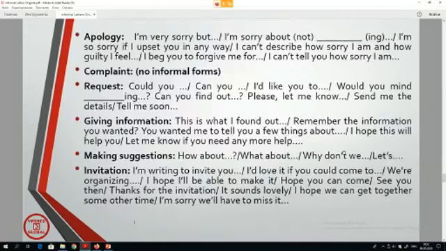The next. Well, there are some speech patterns which are used to express different functions. If it's a letter of apology, or for example, you have to apologize for something, it's better to use some speech patterns like this. I'm very sorry, but I'm sorry about. I'm so sorry if I upset you in any way. I can't describe how sorry I am and how guilty I feel.